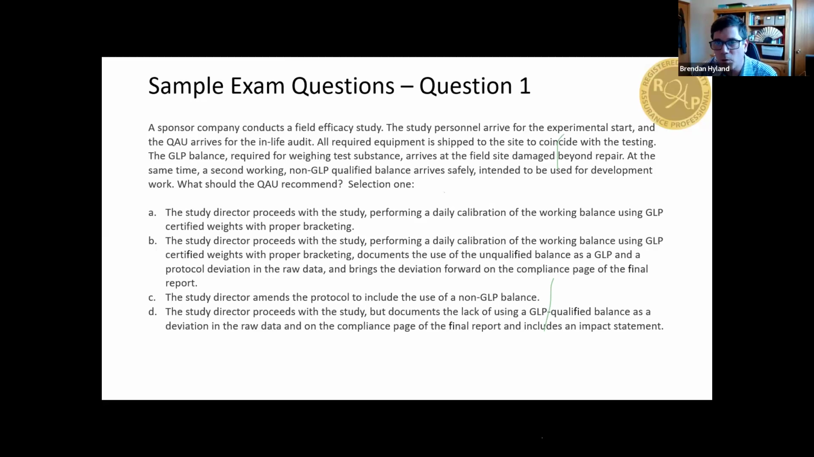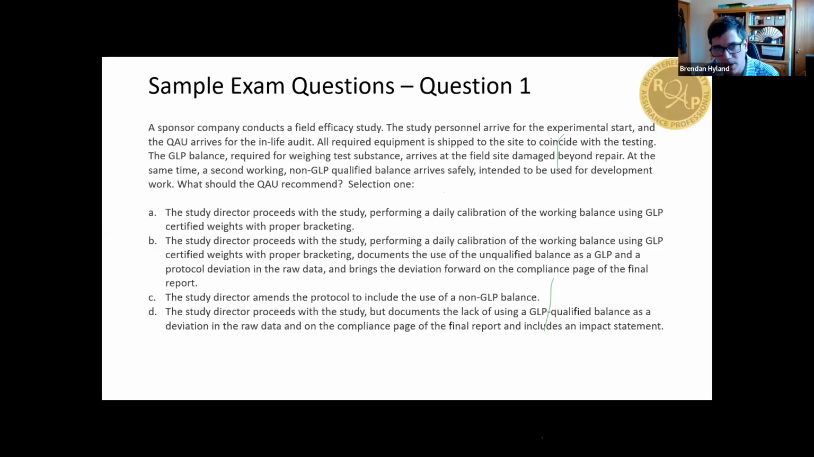The study personnel arrive for the experimental start date, and the QAU arrives for the in-life audit. All required equipment is shipped to the site to coincide with the testing. The GLP balance, required for weighing test substance, arrives at the field site damaged beyond repair. At the same time, a second working non-GLP qualified balance arrives safely, intended to be used for development work. What should the QAU recommend? Select one.